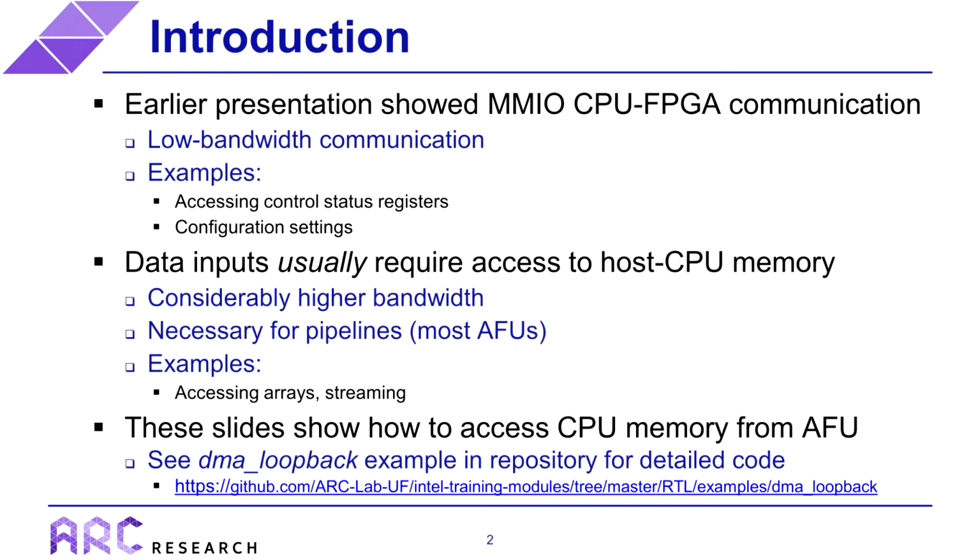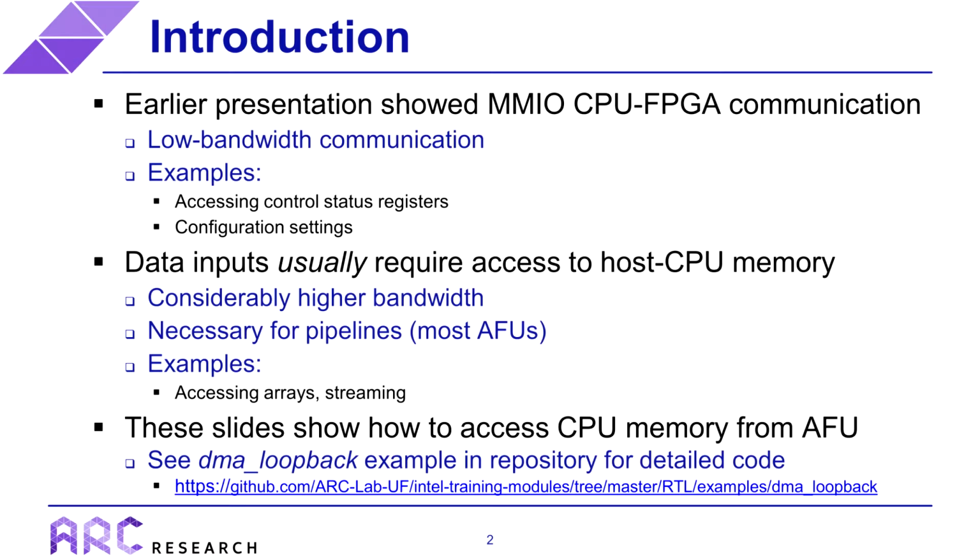However, your data inputs to your AFU are usually going to need access to the host processor's memory, because accessing that memory can provide considerably higher bandwidth, and it is almost certainly going to be necessary to get any successful level of performance out of a pipeline, which is what most AFUs are going to implement. So basically, you want to access this memory anytime you are reading or writing to arrays, or especially if you're doing streaming, you need access to the CPU's memory.